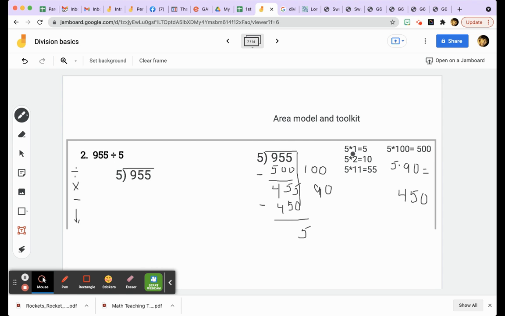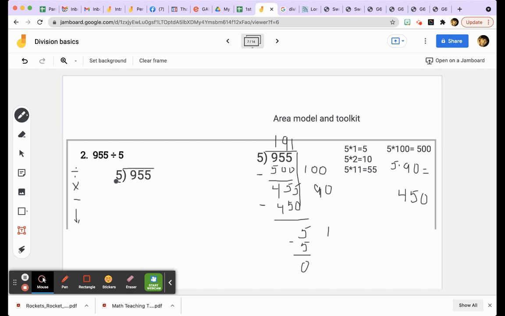Well, in my toolkit, 5 times 1 is 5. So I have a partial quotient of 1. 1 times 5 is 5. Subtract, 0. I'm going to add my partial quotients. And I have 191 in my quotient. So now let's check and see how the standard algorithm is going to work.